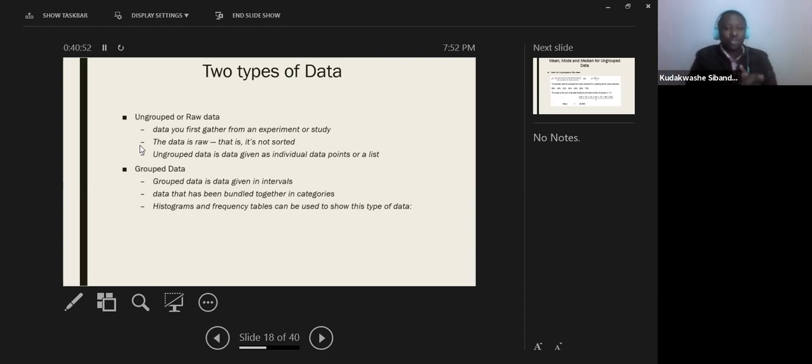Then the data is going to be bundled together in categories, and then you depict the data either in a histogram. Remember, a histogram is a bar chart that is created from a frequency distribution, right? A histogram and then a frequency table. So whether you choose to use a histogram or a frequency table, it's still the same information.